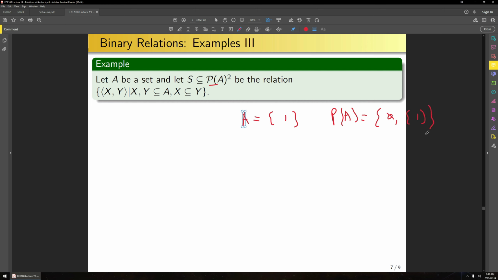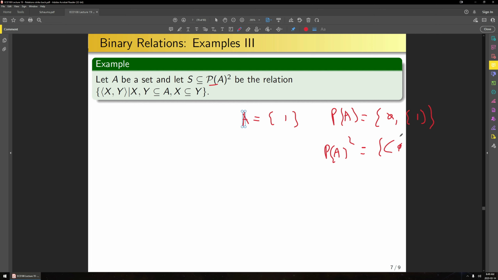Okay. So now, if I want to take A squared, I want to take the Cartesian product of this, I would get ordered pairs. And in these ordered pairs, the elements are coming from here. So let's just write this out.